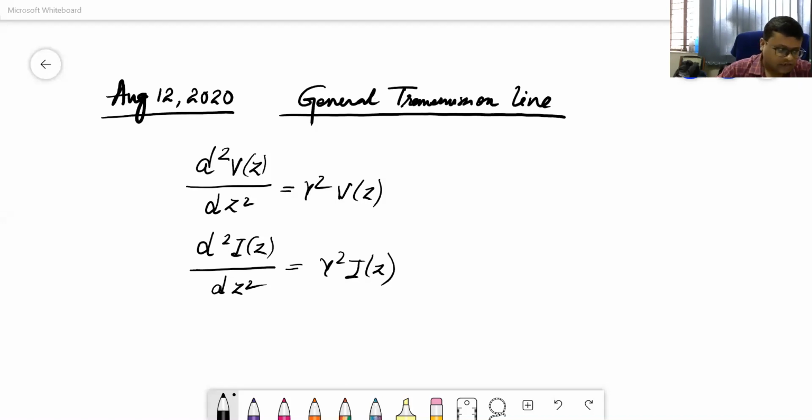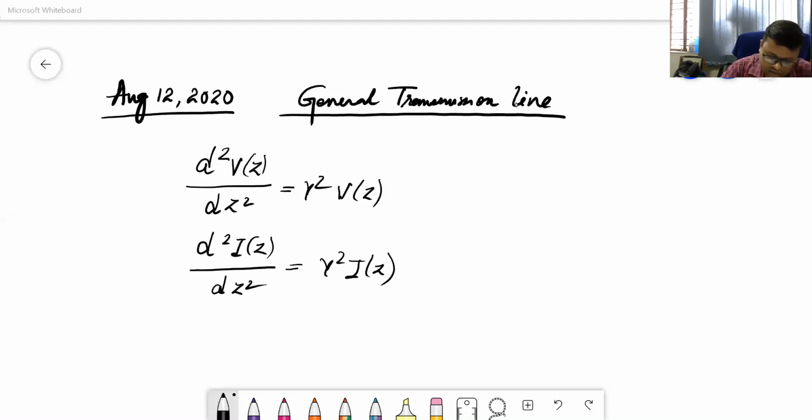Okay, so let us start. In the last class, we have seen the two second order differential equations. For a general transmission line, it is very difficult for me to accept late entry during the class, so please be on time.